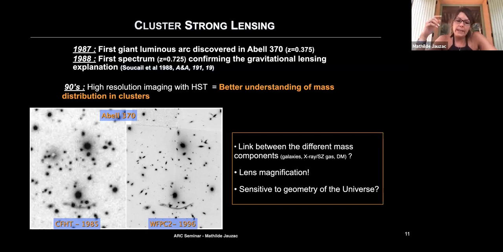Another point is that it's also sensitive to the geometry of the universe. You can use lensing to constrain cosmological parameters thanks to the different lens objects at different redshifts, so you can sample the redshift space behind a cluster. I'm not going to talk about that today, but I'm happy to answer any questions later on.